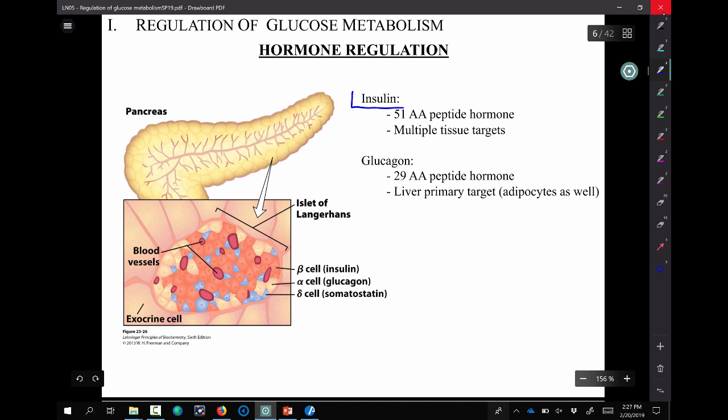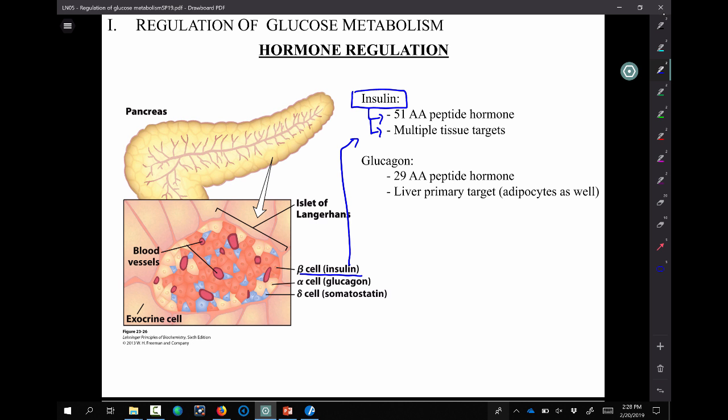Insulin, first of all, I think I mentioned this before, but it's a peptide hormone, 51 amino acids long. When excreted by the pancreas, it's excreted by the beta cell. It can have multiple tissue targets: the liver, the muscle, adipose tissue, cardiac tissue, and a host of others. There's lots of tissues that have insulin receptors on them, and it will have pretty broad effects on those different tissue types.